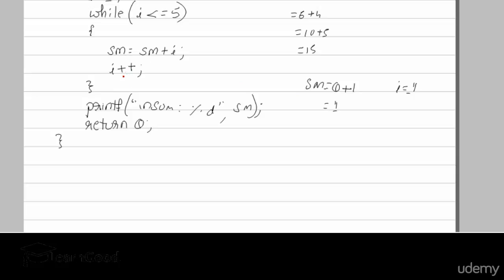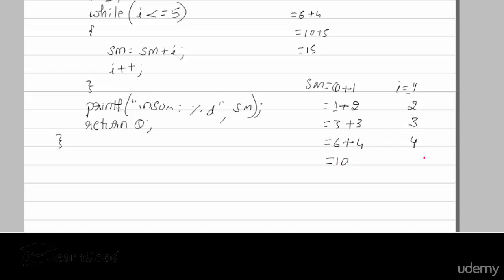And then after that, i plus plus, i value will become now 2. Then again go back and check the condition. 2 is less than or equal to 5, true. Again sum equals sum plus i. That is 1 plus 2, it's going to be now 3. Then again i plus plus, i is going to be 3. Then again go back, 3 is less than or equal to 5, true. Sum equals sum plus i. That is 3 plus 3, it's going to be 6. Then i plus plus, i value is now 4. Then again 4 is less than or equal to 5, true. Sum equals sum plus i. That is 6 plus 4, it's going to be 10.